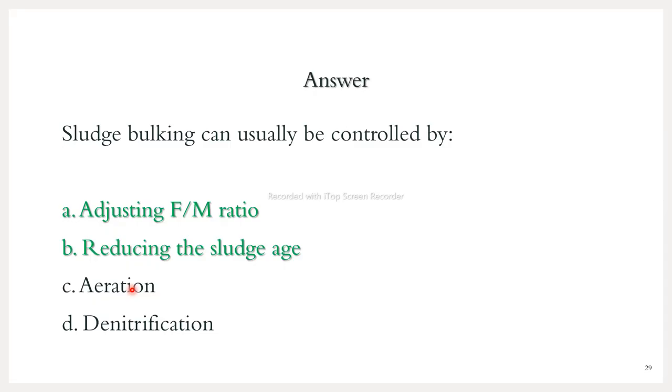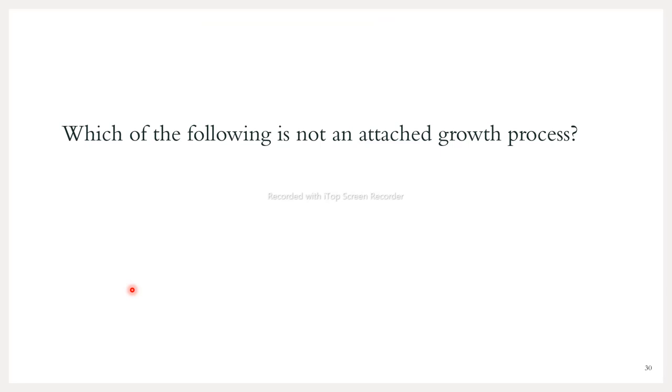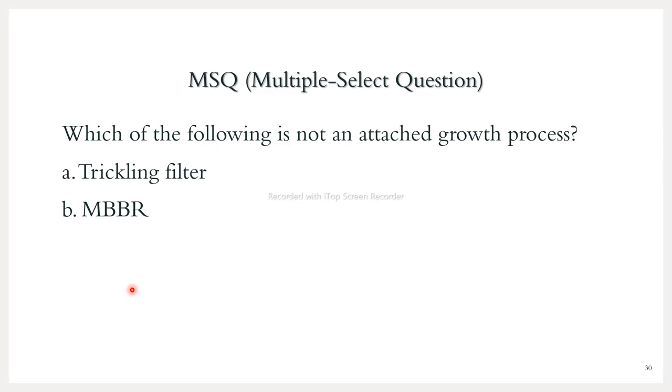So we'll move on to our next MSQ. Which one or more of the following is not an attached growth process? Option A is trickling filter. Option B is MBBR. Option C is SBR. Option D is MBR. Option E is RBC. And option F is ASP. The SBR we actually discussed in our earlier MCQ. It is a sequential batch reactor, I think. Sequential batch reactor, batch or biological, I don't remember.